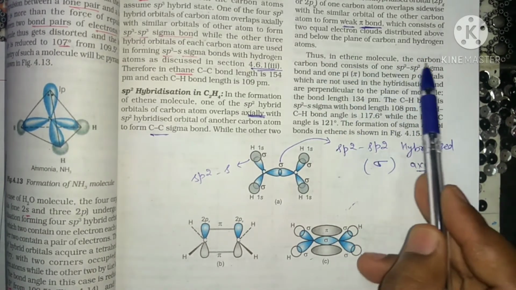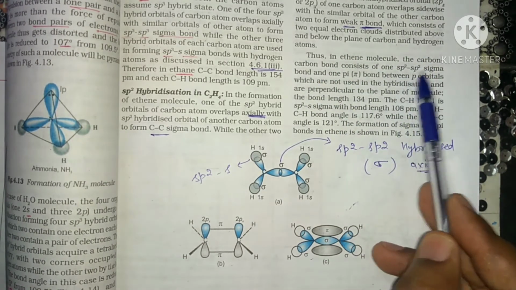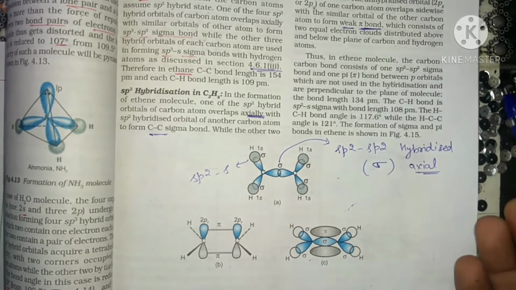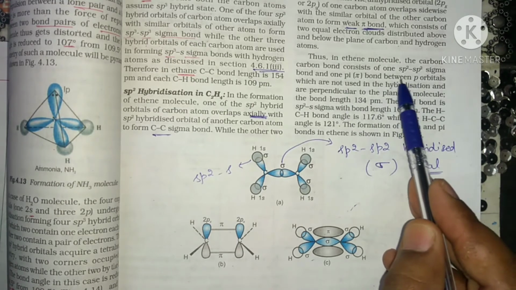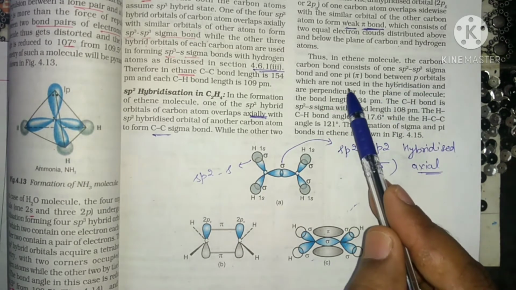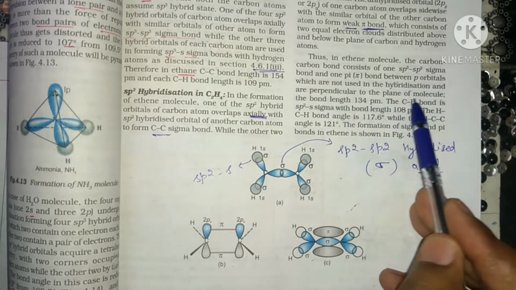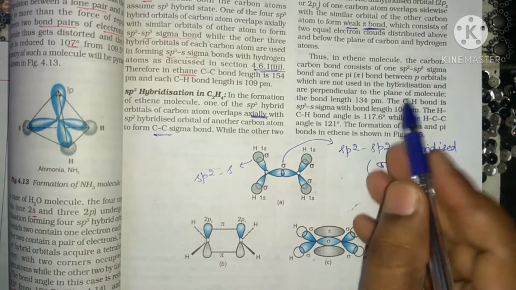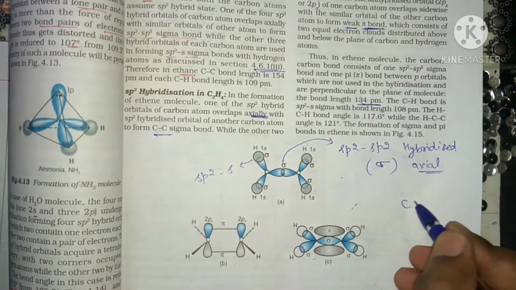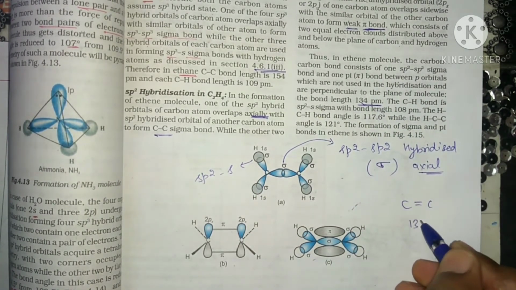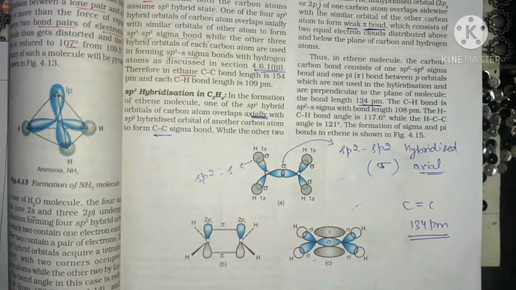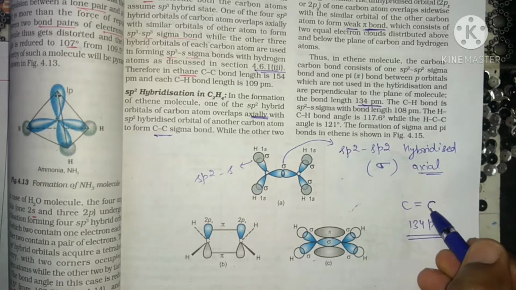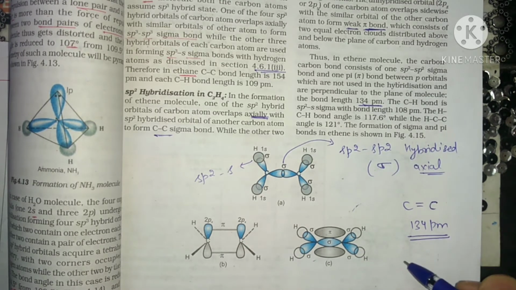Thus in the ethene molecule the carbon-carbon bond consists of one sp2 sigma bond and one pi bond. Definitely ethene है तो एक sigma एक pi bond होगा, and between the p orbitals which are not used in the hybridization and are perpendicular to the plane of the molecule, the bond angle is 134. That we understand. The carbon-carbon bond has a bond length of 134 picometer. ठीक है, ये बॉन्ड लेंथ भी कम हो जाएगी कंपेयर टू कार्बन सिंगल बॉन्ड.